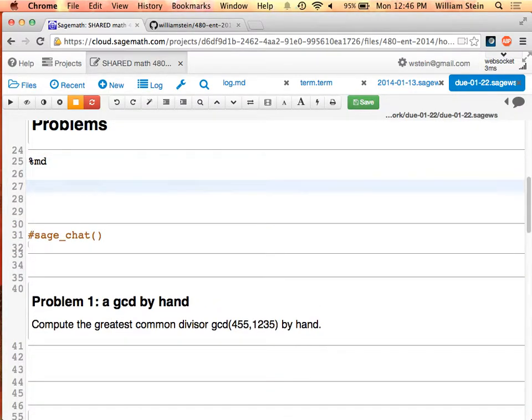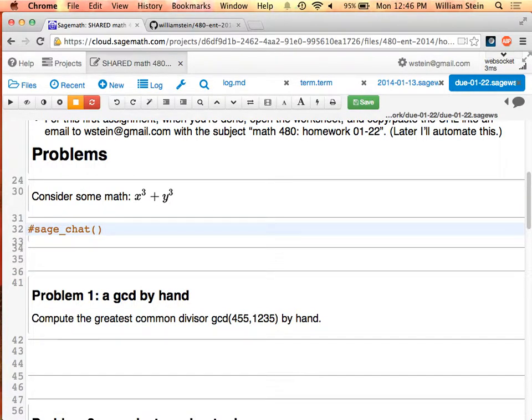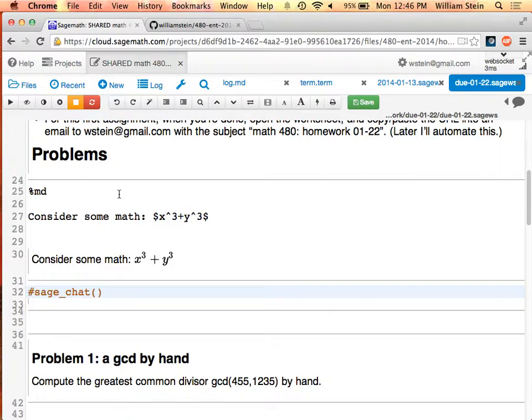Okay, so Markdown, it's documented at the link I give, and you can do things like consider some math, and you can put math like this, just using LaTeX. And when you hit Shift-Enter, the math gets turned into nice-looking math. And if you want to edit it, you double-click, and it comes back, and then you can continue editing. So that's one way to type up some of your solutions. Okay? So I just thought I'd point that out.